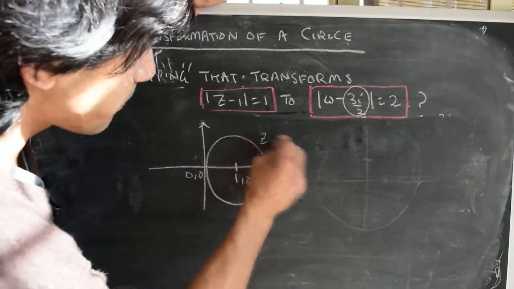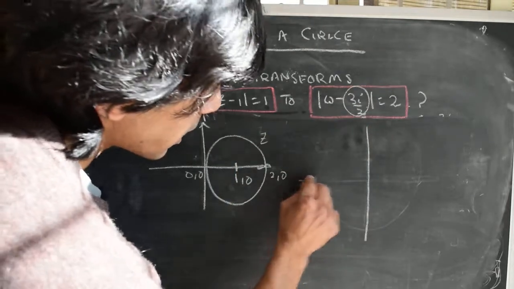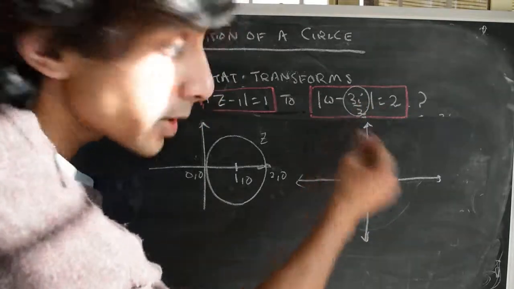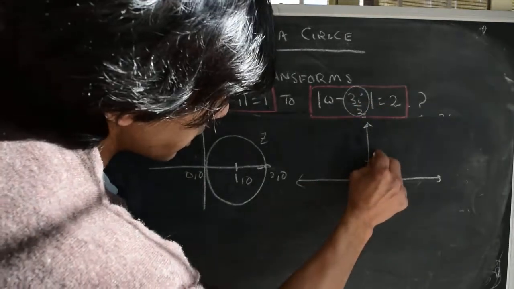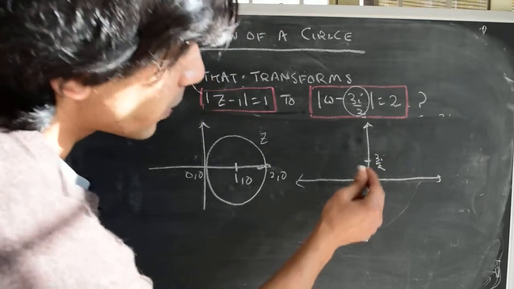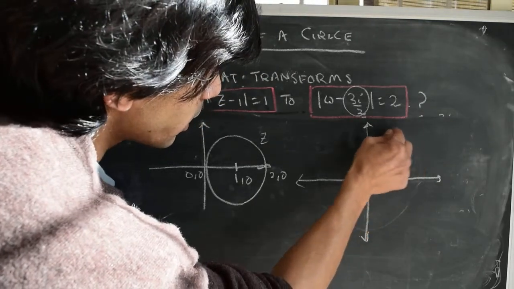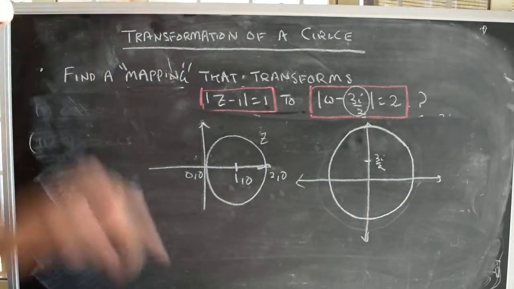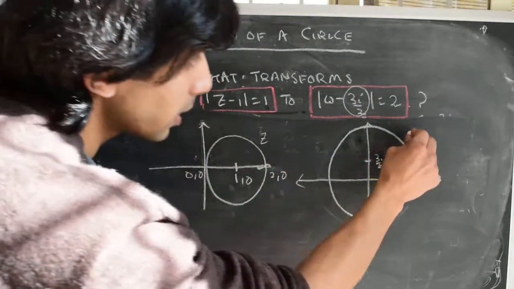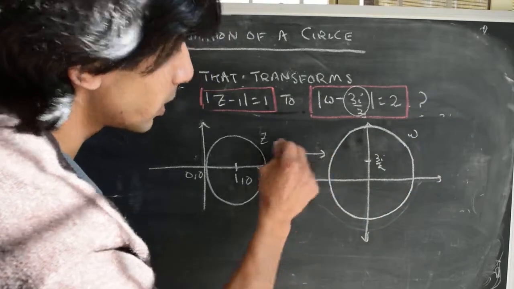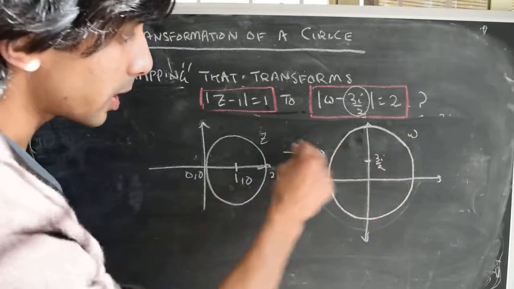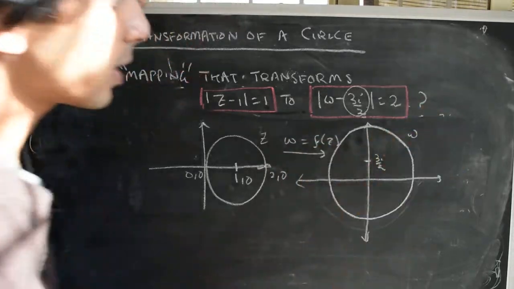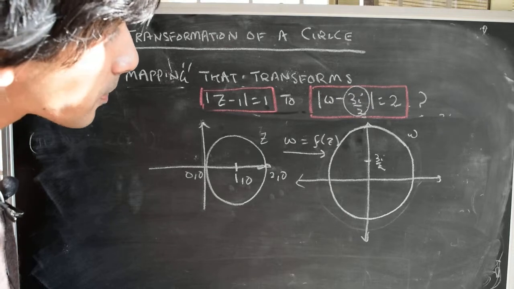So this is the z-plane, and we want to transform this into a circle in the w-plane whose center is 3i by 2, so it's on the imaginary axis, let's say somewhere here, and radius is 2 units, so it will be a circle that should look something like this. Okay, and we need to find the mapping that will take us from this circle in the z-plane to this circle in the w-plane. So what is w as a function of z? That's the question that we want to answer.